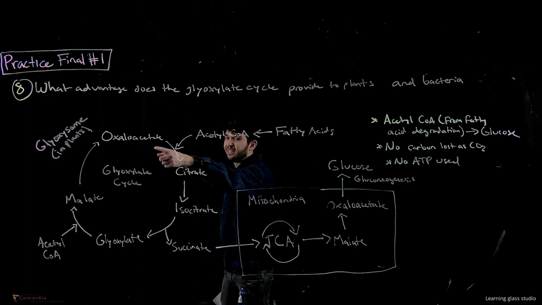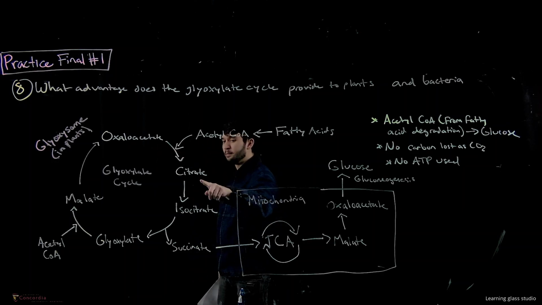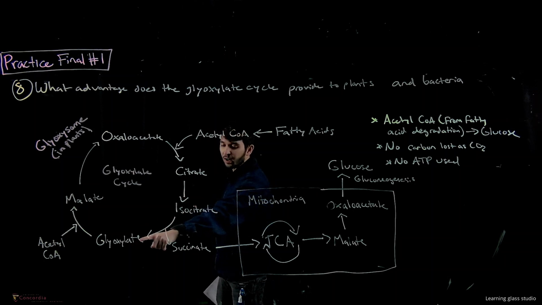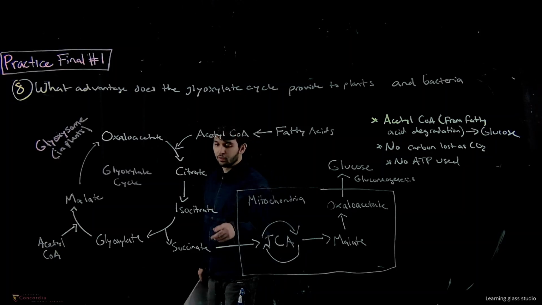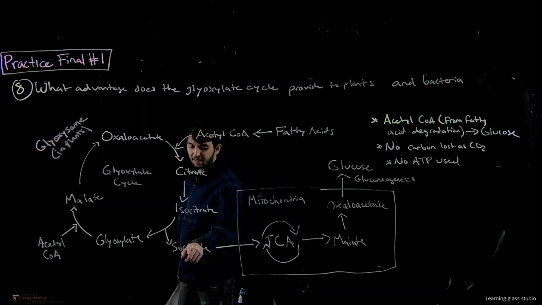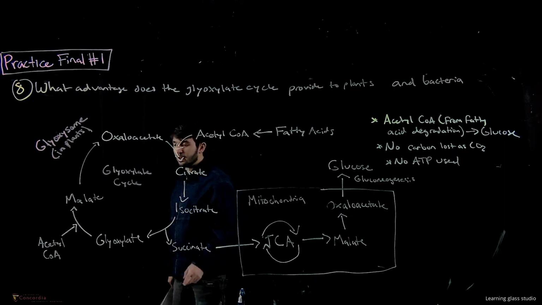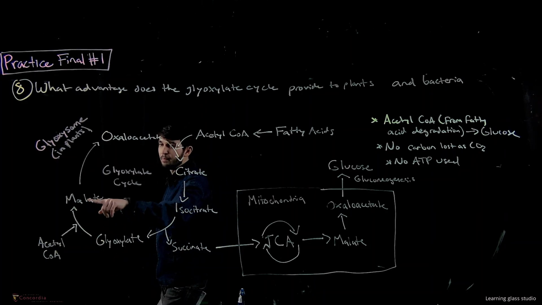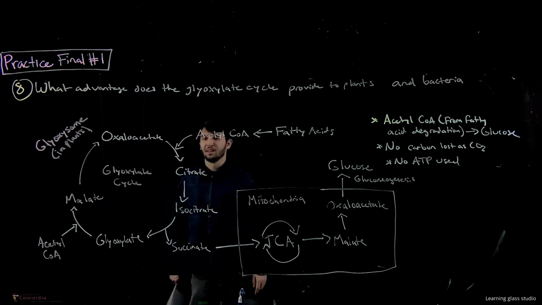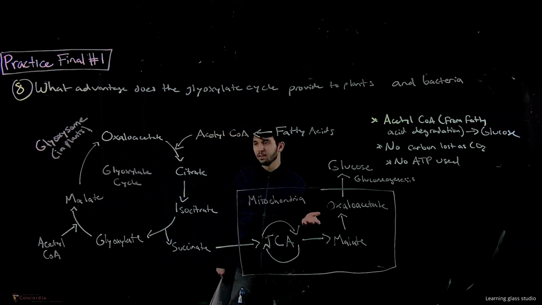We have oxaloacetate reacting with acetyl-CoA, makes citrate, isocitrate, then it makes glyoxylate and succinate. So that's new, okay? So isocitrate is going to turn into succinate and glyoxylate. Glyoxylate with another acetyl-CoA will be used to make malate, and malate can then get turned into oxaloacetate. So it's similar, but it's almost like it's taking a shortcut through the citric acid cycle.